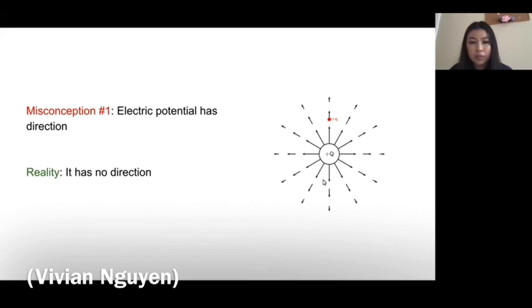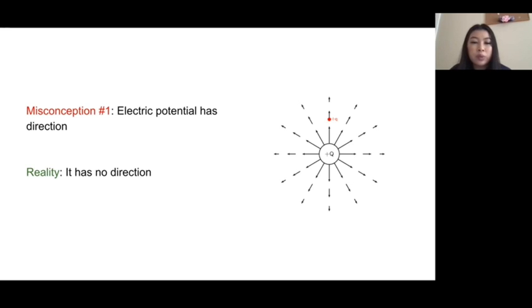A common misconception with electric potential is that it has direction. However, in reality, it does not because it is a scalar quantity. So as previously mentioned, electric potential is equal to the electric potential energy over the charge. And with energy being a scalar quantity, electric potential is also a scalar quantity.